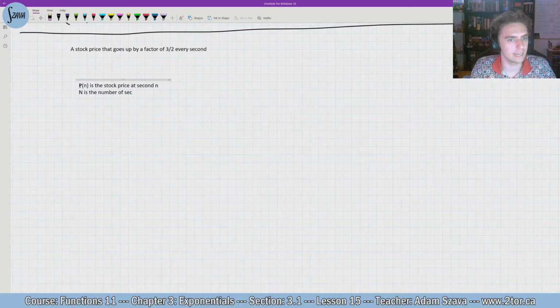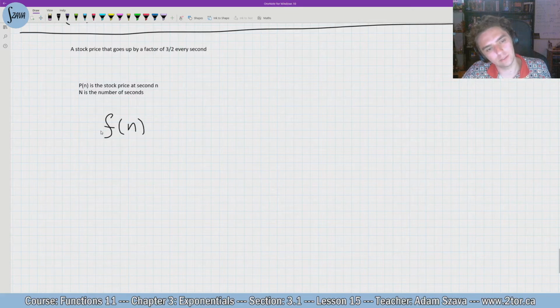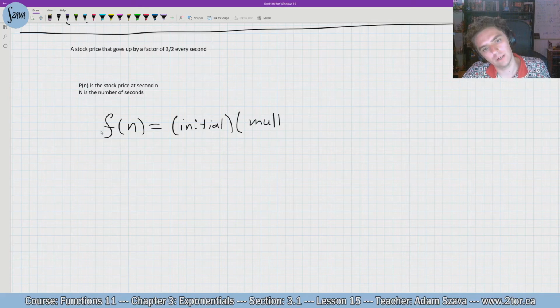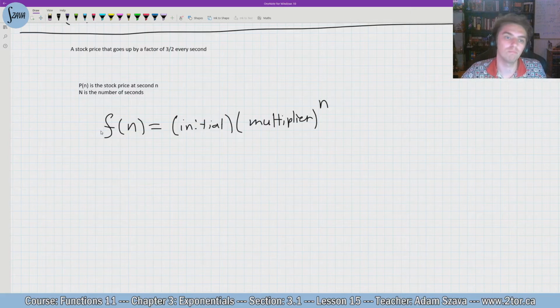So once again, P of n is the stock price at second n, and n is the number of seconds. So again, we always think about our exponential functions in this form. It's the initial amount times the multiplier to the power of n. So this is the general form of an exponential function. This is just generally how it works.